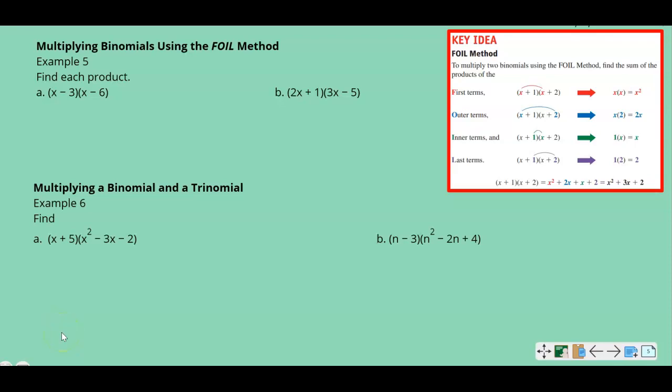This is multiplying and dividing polynomials, part 2. The first 4 examples are in the first video if you need to go back and watch that first.